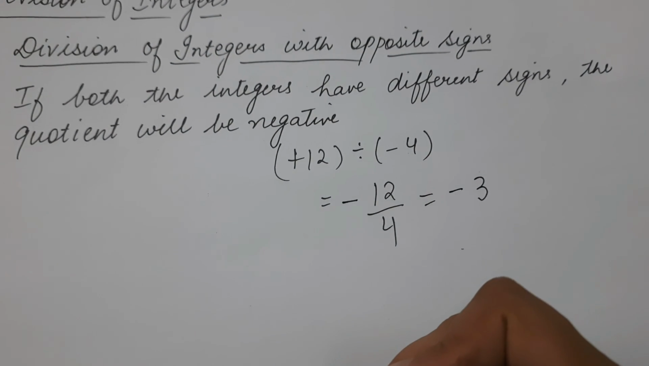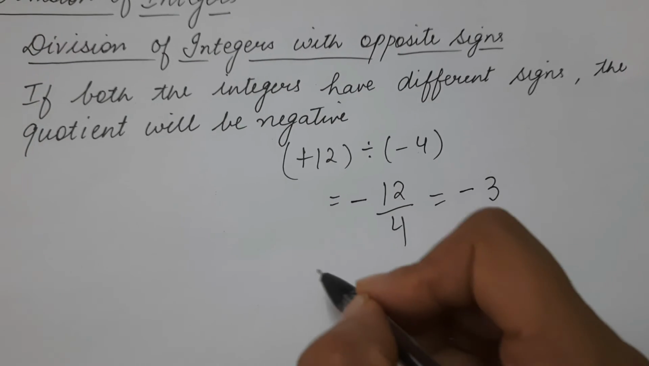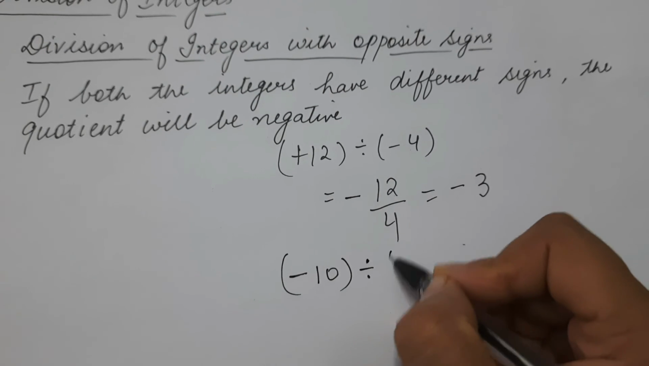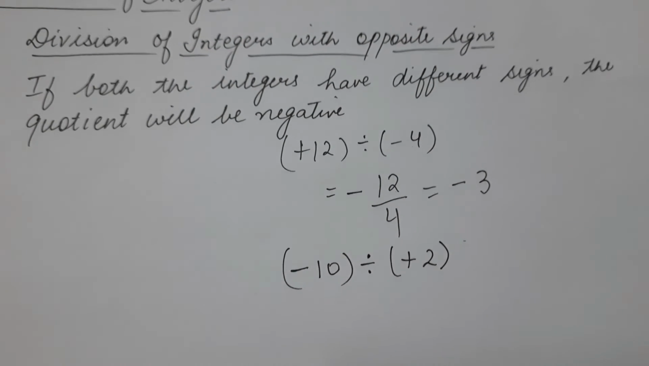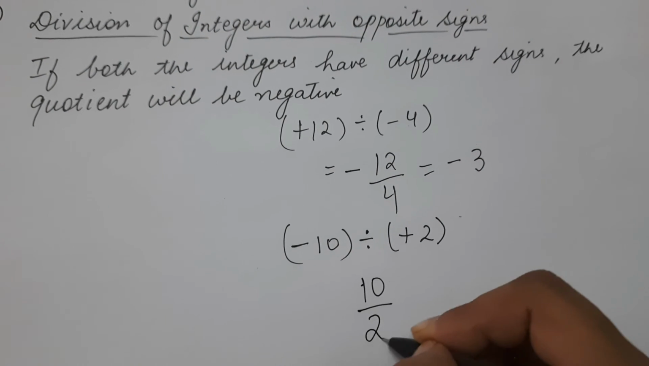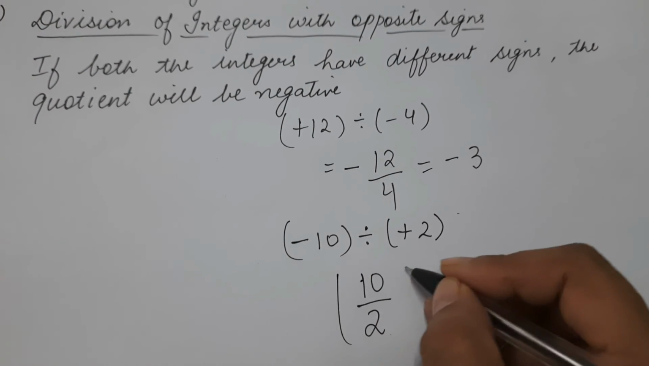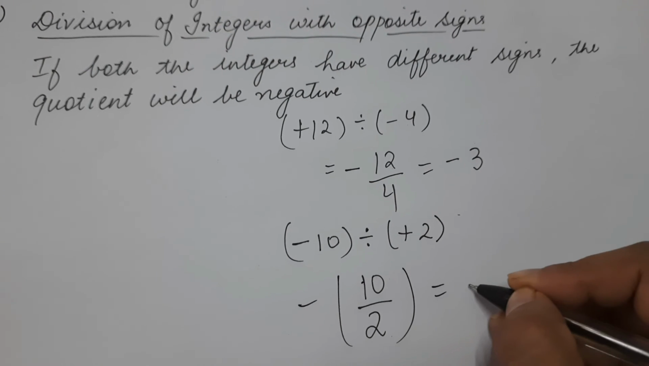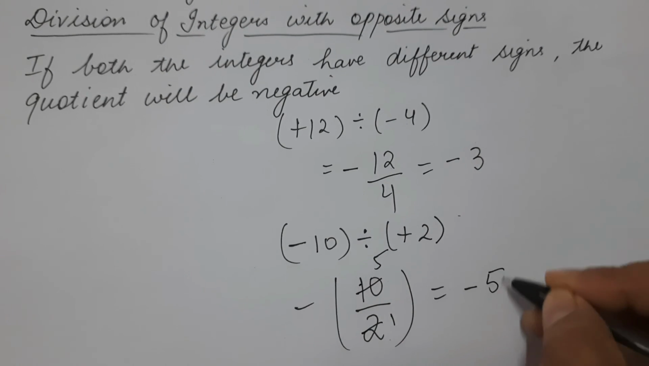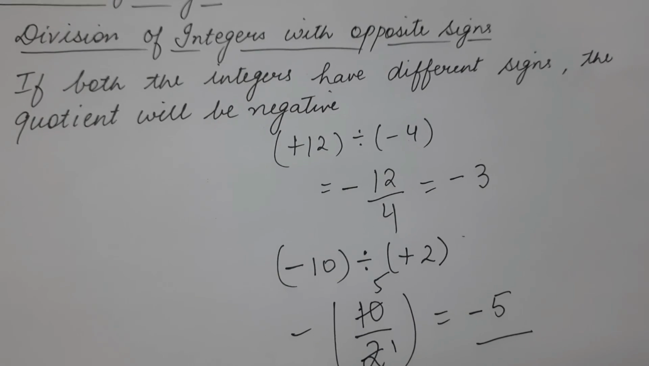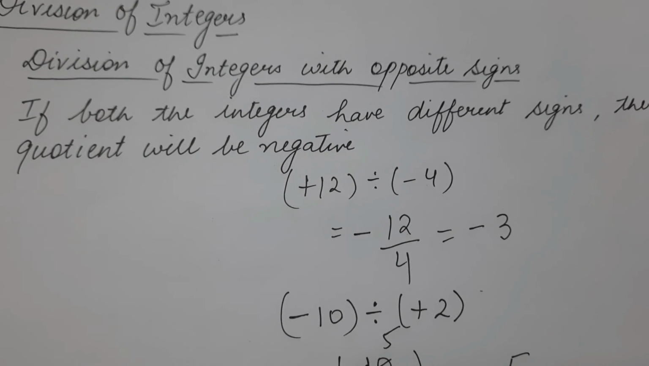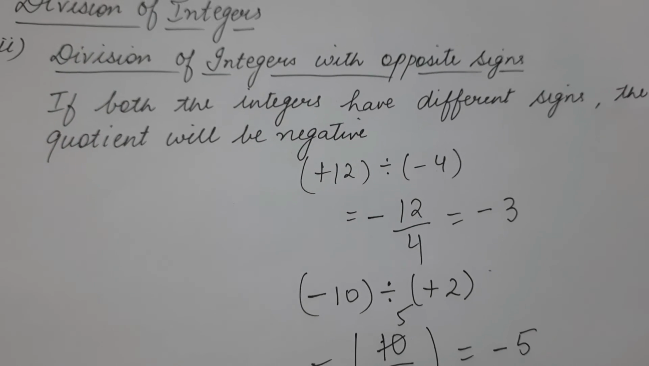Let's take one more example. Suppose we have to divide minus 10 by plus 2. We will divide their absolute values, 10 by 2, but the sign will be negative. So it will be 2 1s are 2, 2 5s are 10. So it will be minus 5. So if both the integers have opposite signs, we divide their absolute values, but the sign will always be negative. So this is division of integers.